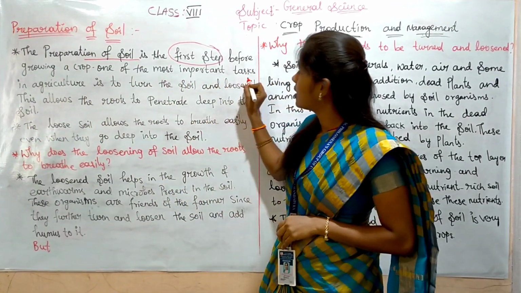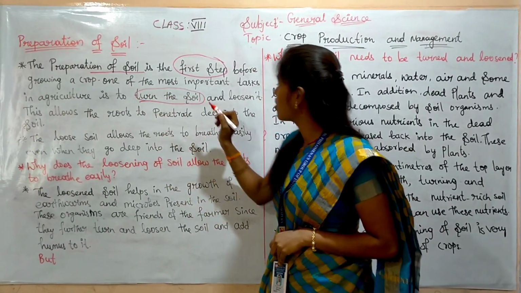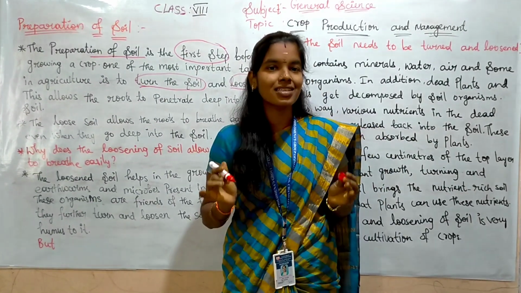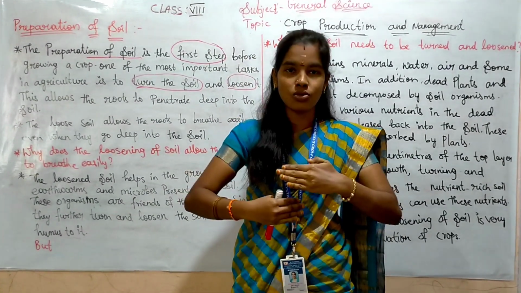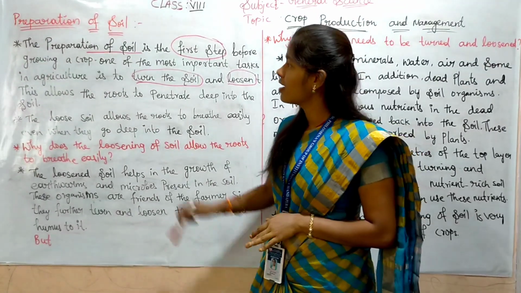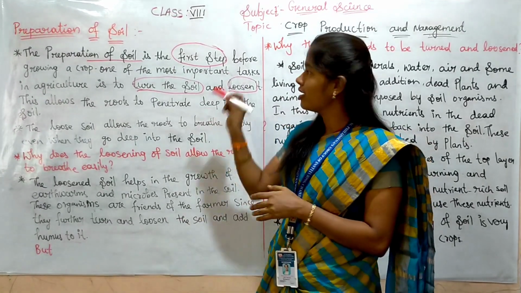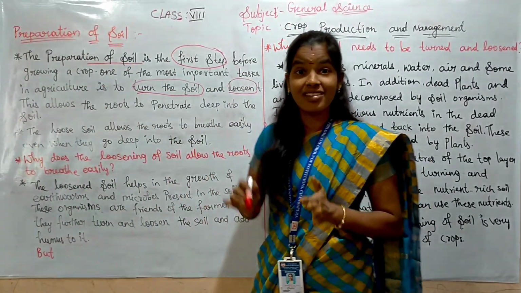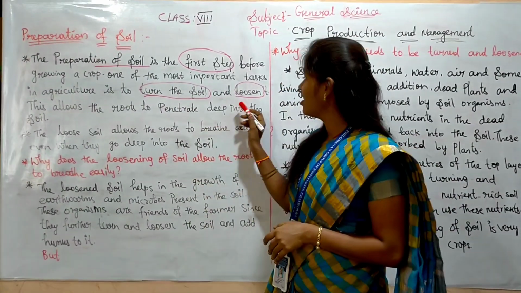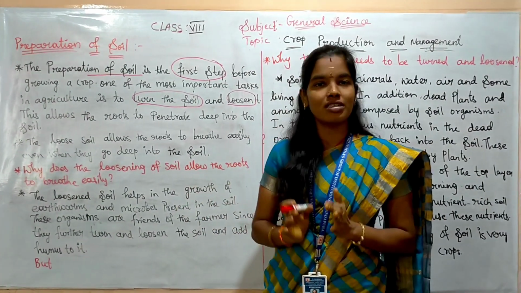One of the most important tasks in agriculture is to turn the soil and loosen it. So the first is preparation of soil before growing a crop. The second, one of the most important tasks in agriculture, is to turn the soil and loosen it.